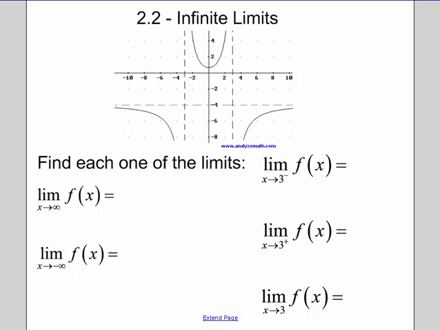Today we're going to be talking about infinite limits. And when we talk about infinite limits, there's really two types of limits that we're talking about. So let me go through an example here with you, and then I will explain what I mean by that.